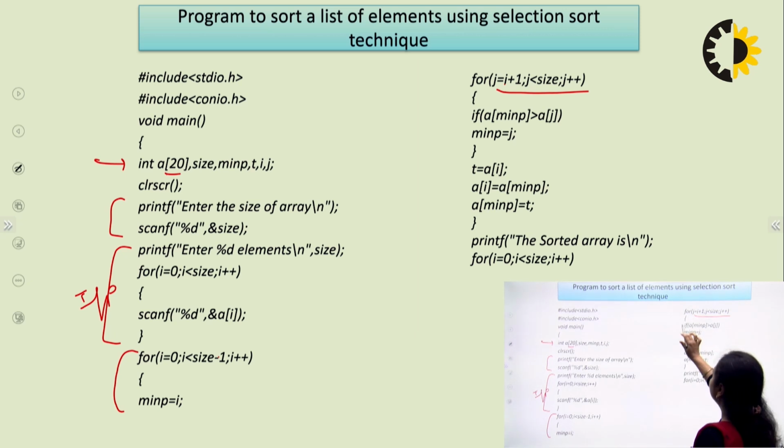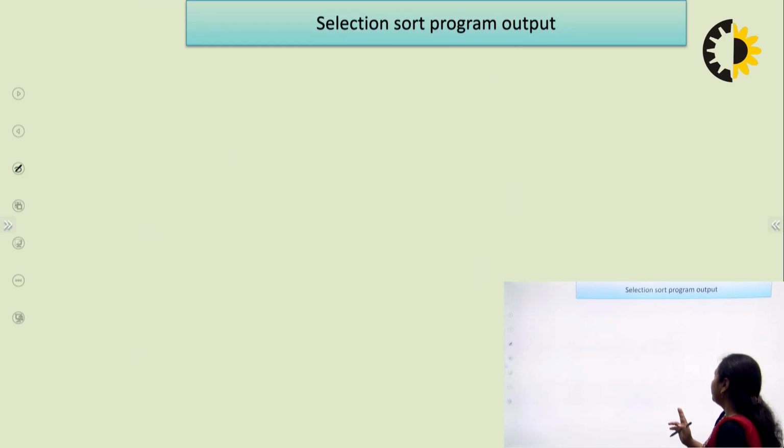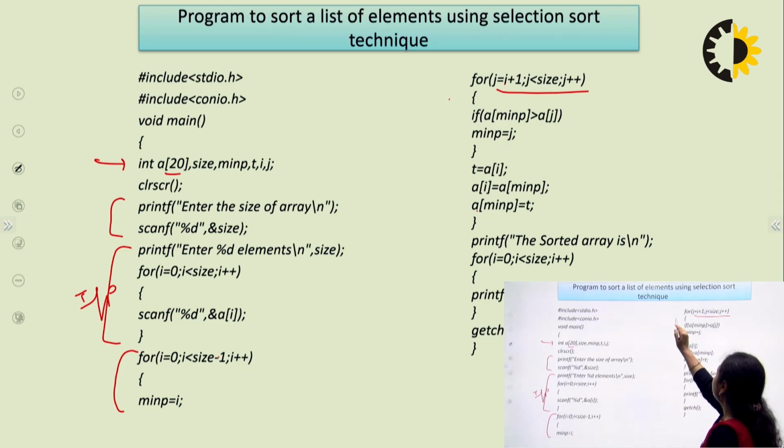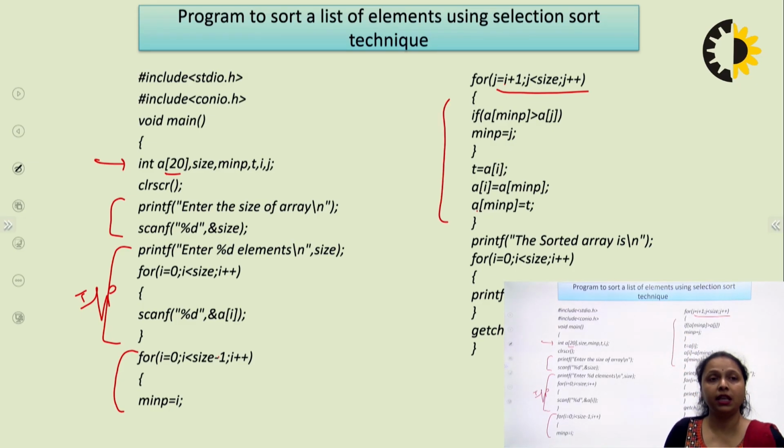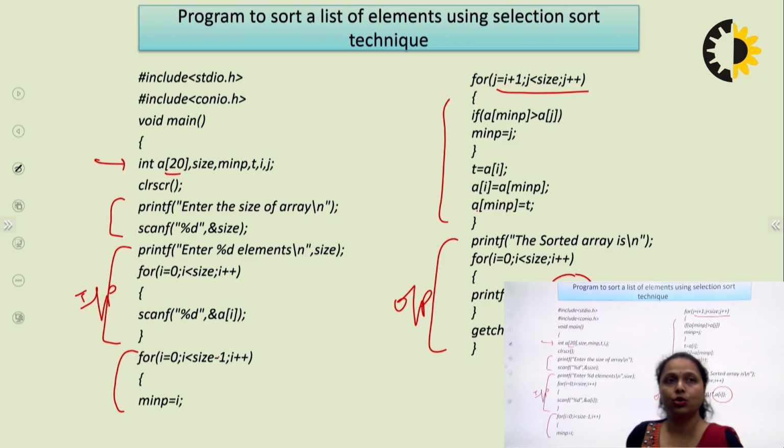After that, with the value of minP we get, we transfer the value using a third variable, that is, we swap the two elements: t equals a[i], a[i] equals a[minP], a[minP] equals t. That is the swapping part if we found any minimum element in the subarray. Otherwise, this complete portion will be skipped if there is no change in minP. Next, we simply print the list. Inside the for loop, we are just printing a[i], whatever is the sorted list.